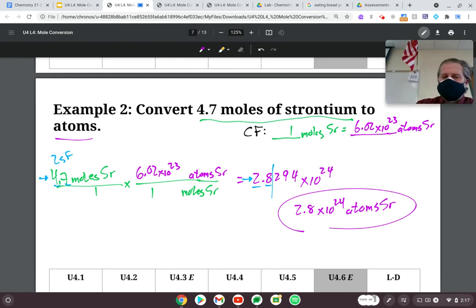Hopefully when you plug this in, you got 2.8 times 10, or 2.8294 times 10 to the 24. You saw that the original number in the problem had two significant figures, so you needed to round it to have two significant figures, so you ended up with 2.8 times 10 to the 24 atoms of strontium. Questions?